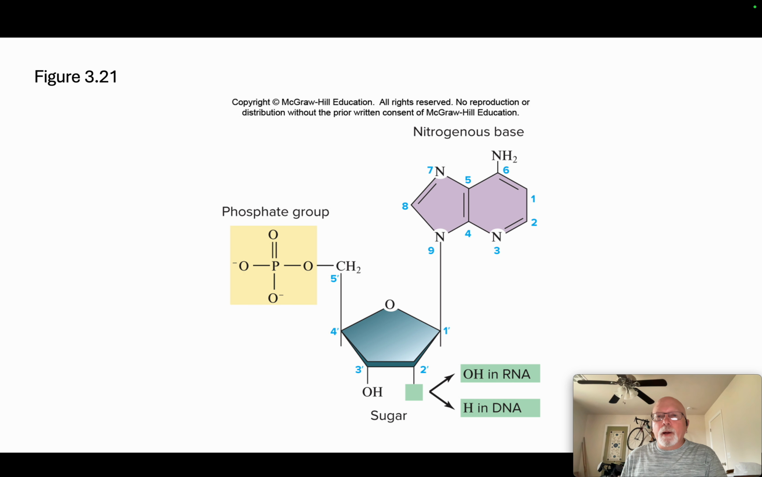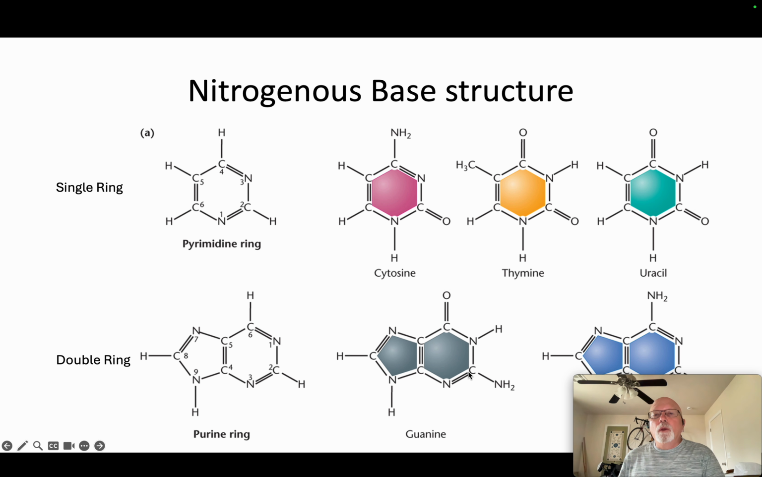So just to remind you, nucleic acids are made up of nucleotides. Nucleotides have a phosphate, a sugar, and a nitrogenous base. If it's DNA, you have an H, a hydrogen at the number 2 carbon. If it's RNA, you have a hydroxyl group at the number 2 carbon. Deoxyribonucleic acid is deoxy because it's lacking this oxygen.